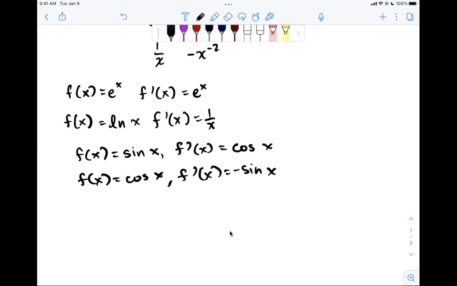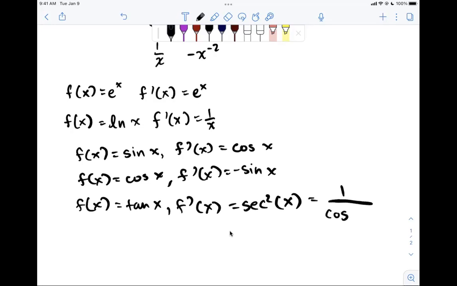And if f of x is tangent x, then f prime of x is secant squared x. And remember, secant is 1 over the cosine. So this is just 1 over cosine squared x.